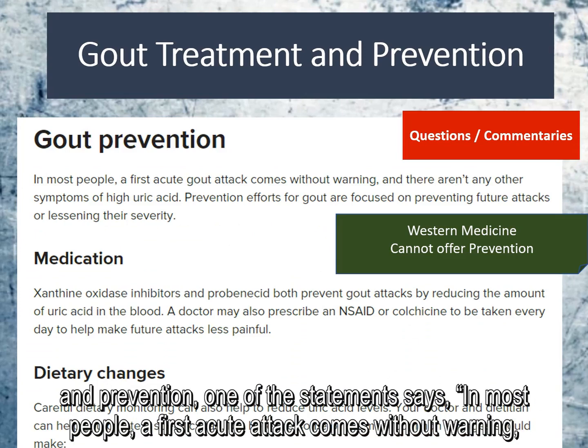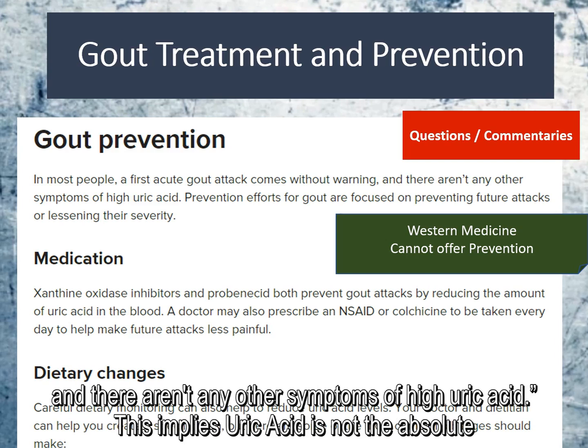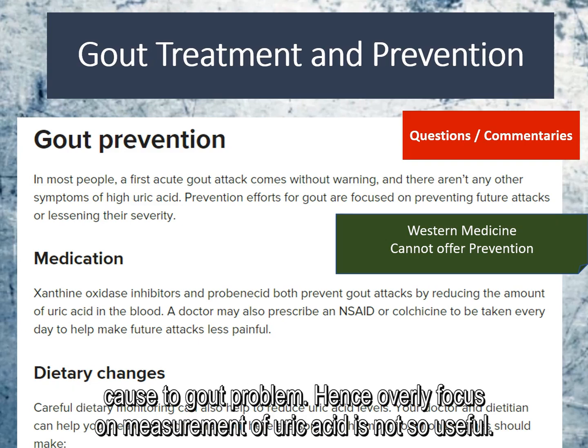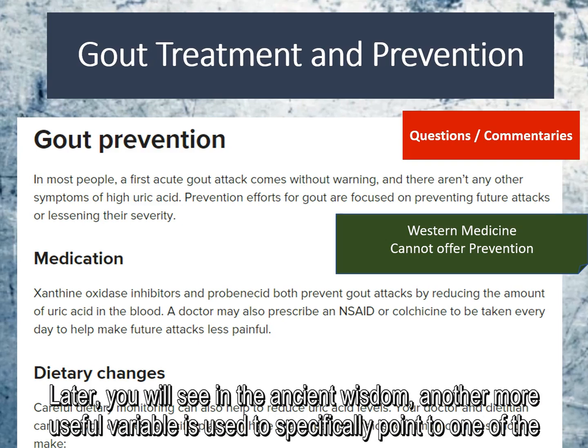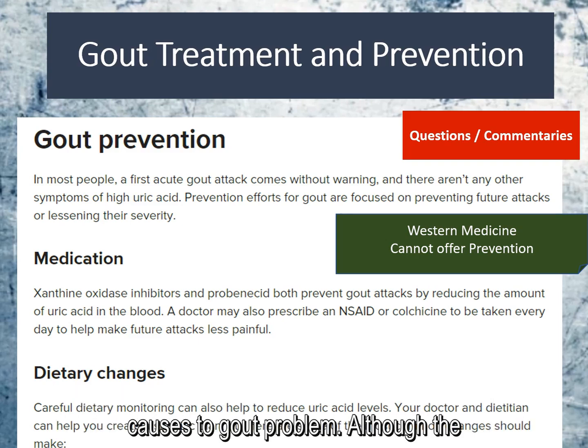As for gout treatment and prevention, one of the statements says, in most people, a first acute attack comes without warning, and there aren't any other symptoms of high uric acid. This implies uric acid is not the absolute cause of gout problem. Hence, overly focusing on measurement of uric acid is not so useful. Later, you will see in the ancient wisdom, another more useful variable is used to specifically point to one of the causes of gout problem.